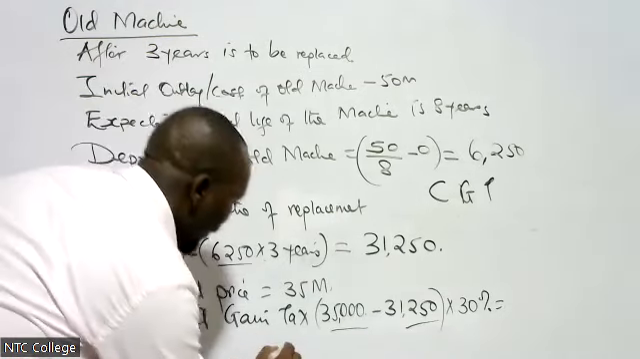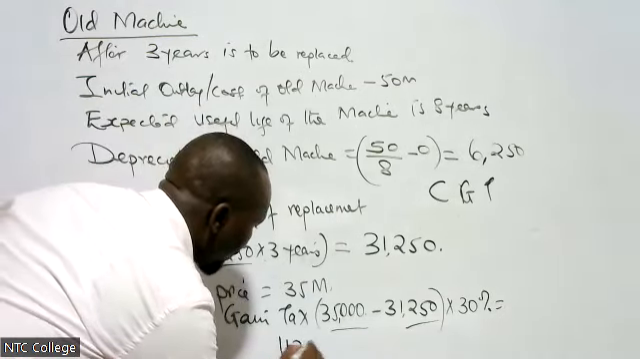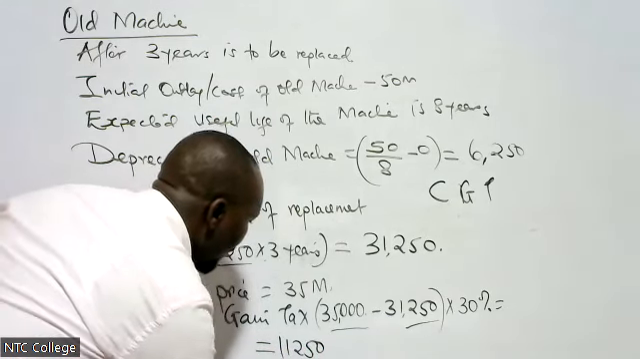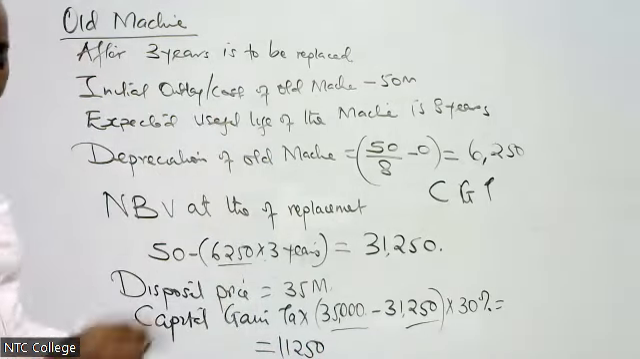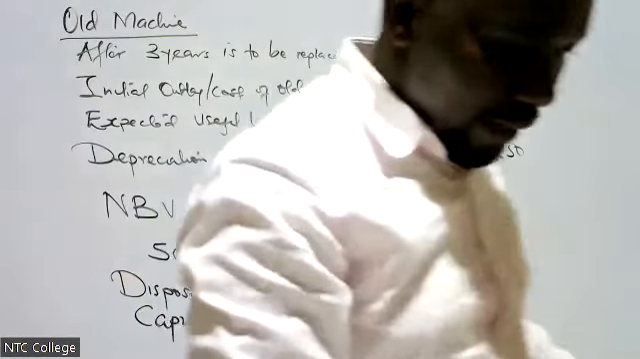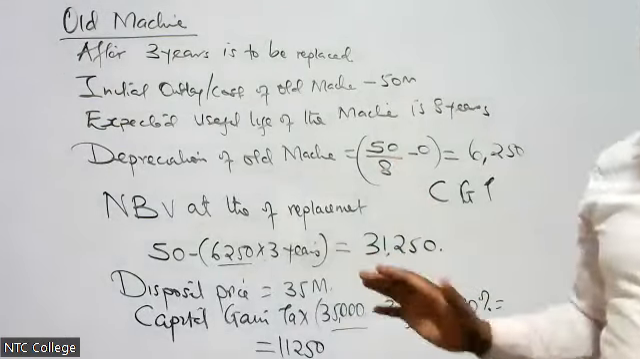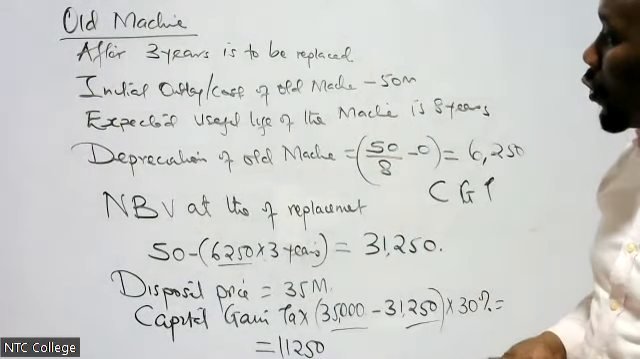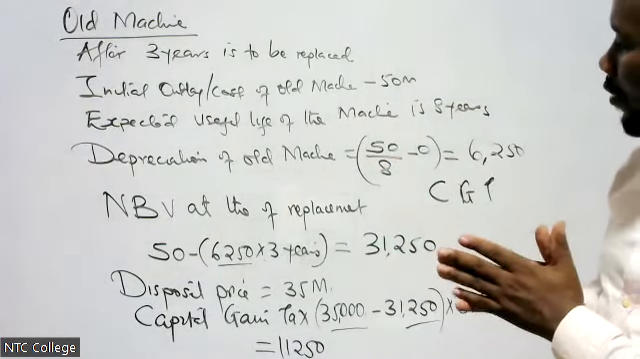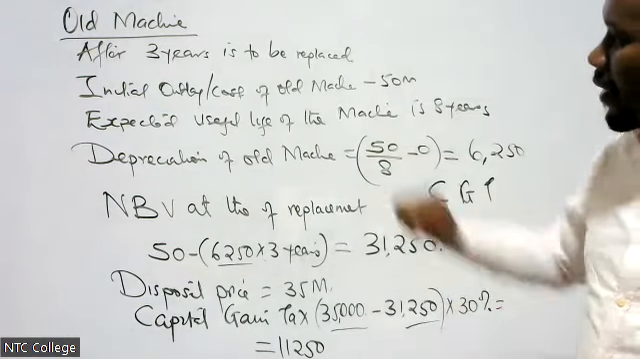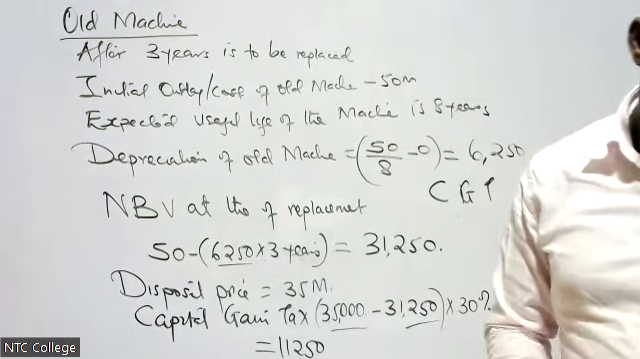So it is 1,125. That is the capital gain tax that we're going to pay because we are selling the machine. So from this information, you can see that the first paragraph, we are able to condense it or bring out the information and have it on the board as follows.